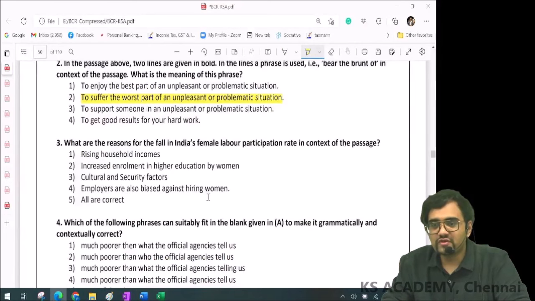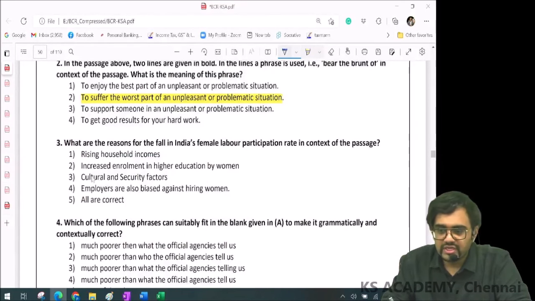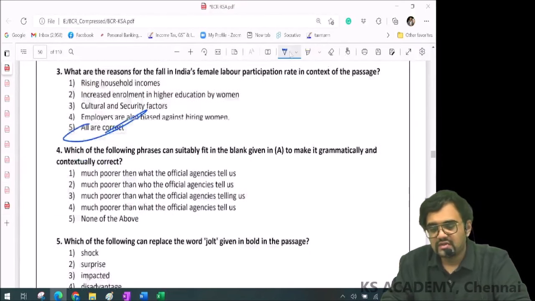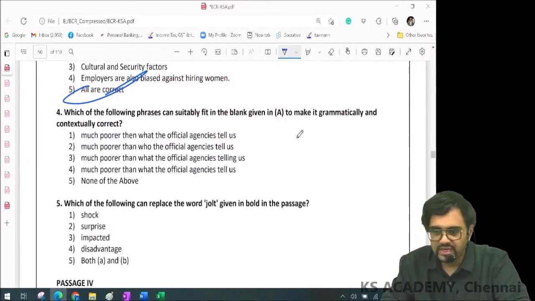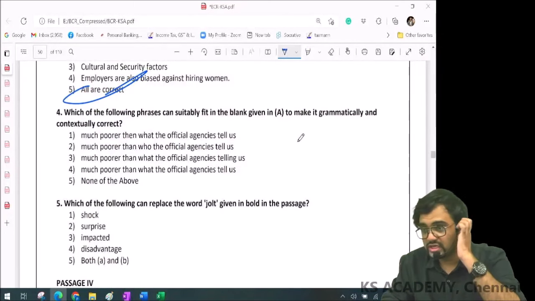What are the reasons for the fall in India's female labor participation rate in the context of the passage? Yes, they are saying that the female rate is falling because of household income, cultural and security factors, increased enrollment in higher education, and even the employer's bias. So all are correct. Which of the following phrases can suitably fill in the blank given in A to make it grammatically and contextually correct?